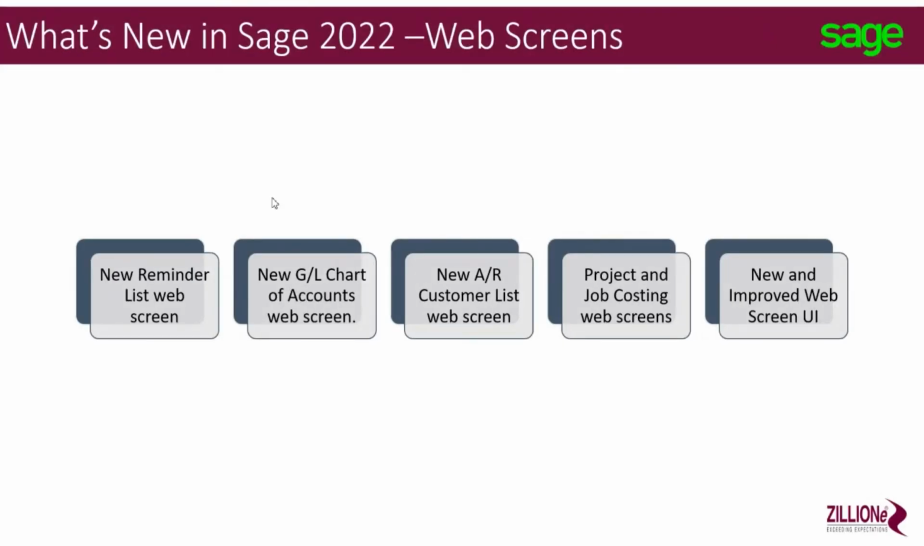And in terms of the web screens also, there is a new reminder list within the web screens. Then the chart of accounts has been improved for the web screens. So if you are interested in only using the web screens, then with these newly added features, you'll definitely be able to get the most out of it as well. The AR customer list has a new web screen. Project and job costing now has a new web screen. Earlier it had only the desktop version, but it has a few new web screens as well. And as a whole, it has a new and improved web screen UI as well.